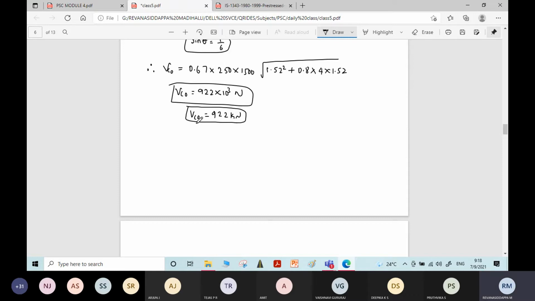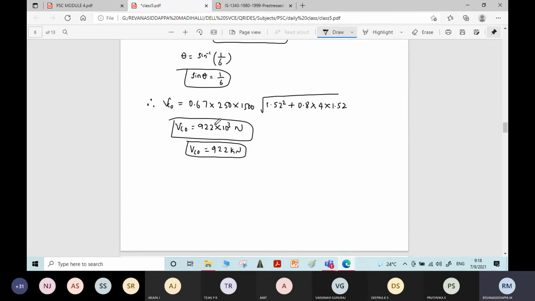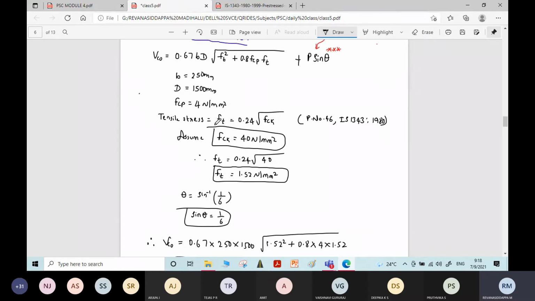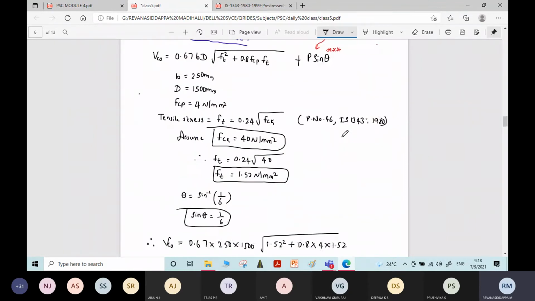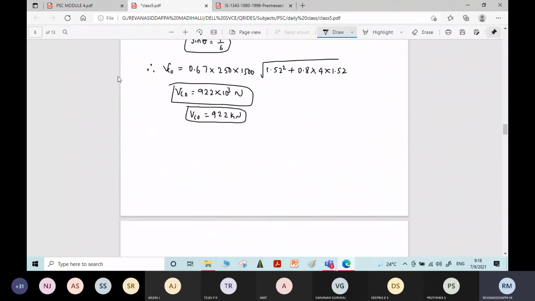This we have to compare with the shear force which is acting on the beam. The ultimate shear force which is acting on the beam is how much? 1350 kilonewton. But the shear resistance of the beam is only 922 kilonewton. Therefore, if you compare shear resistance to that of shear force acting on the beam, the shear resistance value is less than Vu. Therefore, provide shear reinforcement.